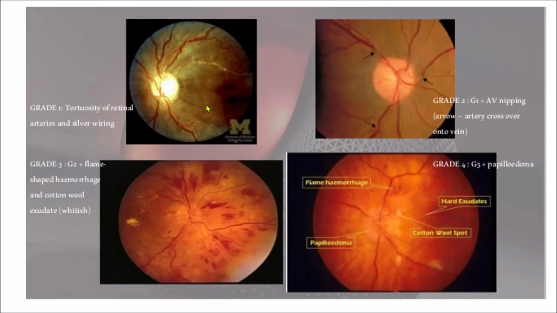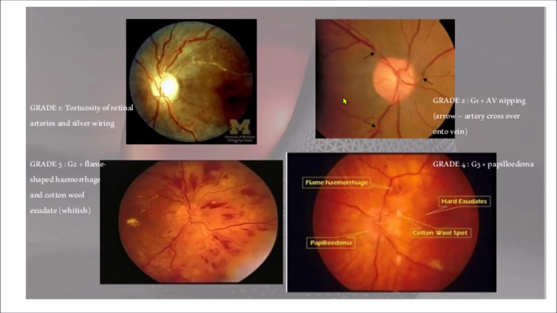There may not always be silver wiring and copper wiring both together. There may be both or maybe only one. And there might be some hemorrhage and other features also. But as mentioned, though the pictures are not very clear, I'm sorry. Grade 1 is tortuosity of the retinal arteries and silver wiring. This is the one feature here.